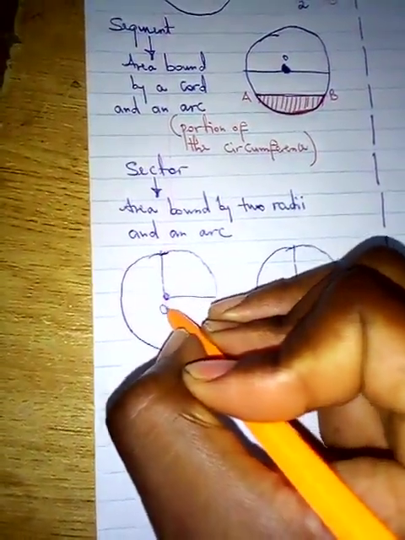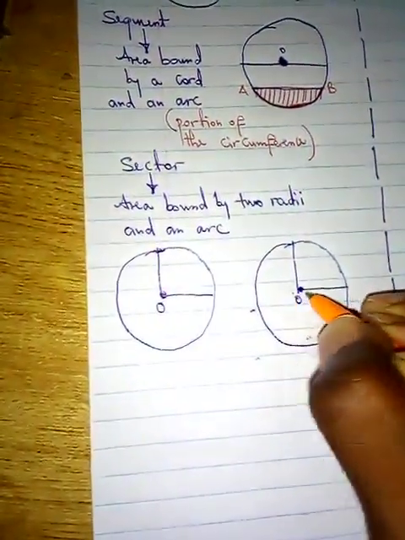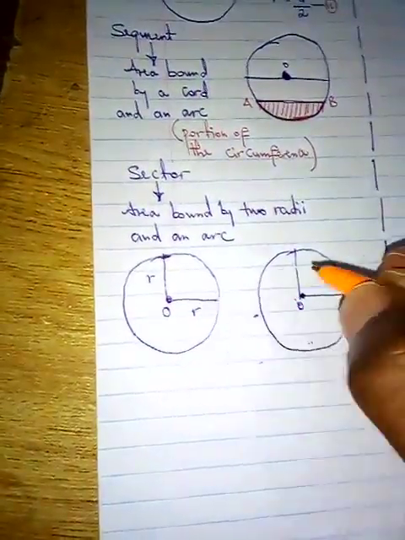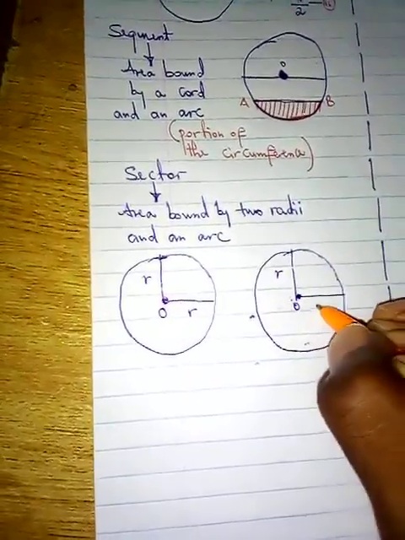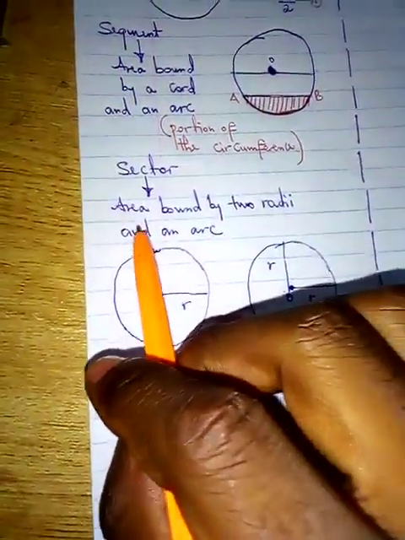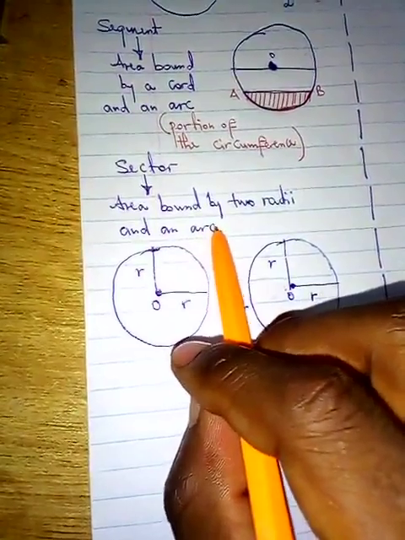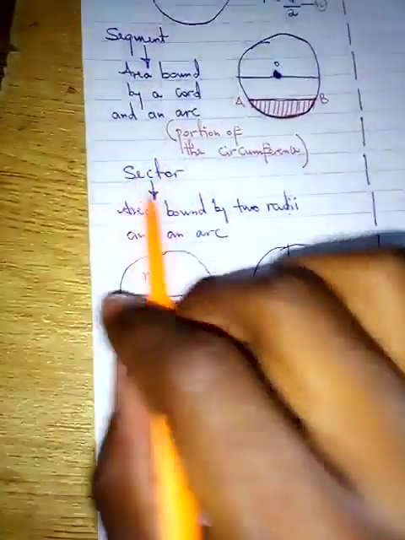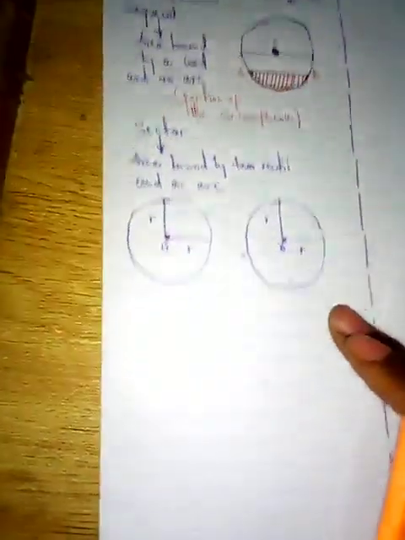So this is your center O. This is also your center O. Remember, this is your radius value. This is also your radius value. This is your radius value. This is your radius value. Remember, we're saying that the area which is bound by two radii and an arc is what is actually termed as the what? As the sector.